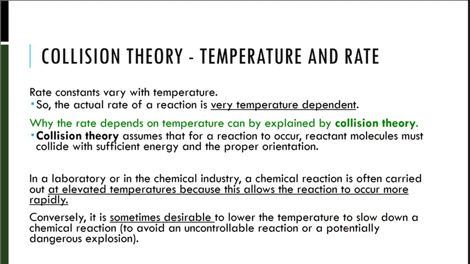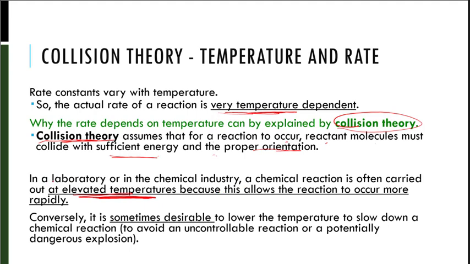of products. We know that rate constants vary with temperature, so the actual rate of a reaction is very temperature dependent. Why the rate depends on temperature can be explained by collision theory. Collision theory assumes that for a reaction to occur, reactant molecules must collide with sufficient energy in the proper orientation. We just said that. In a lab or in the chemical industry, a chemical reaction is often carried out at higher temperatures because it allows that reaction to occur more rapidly.